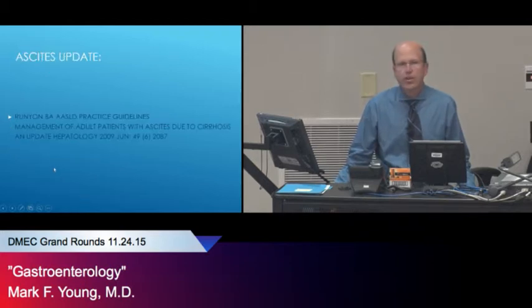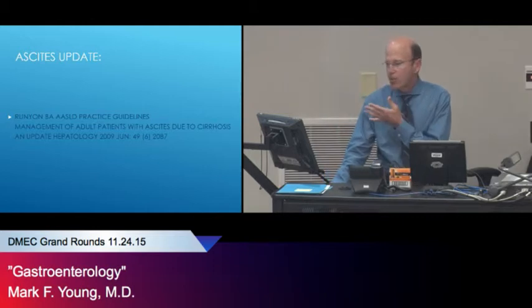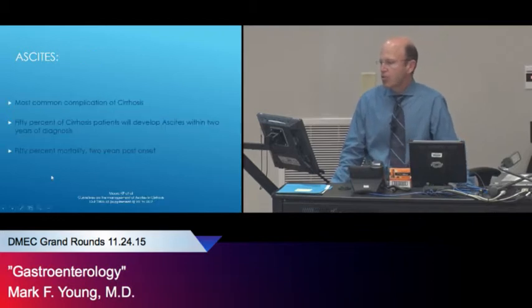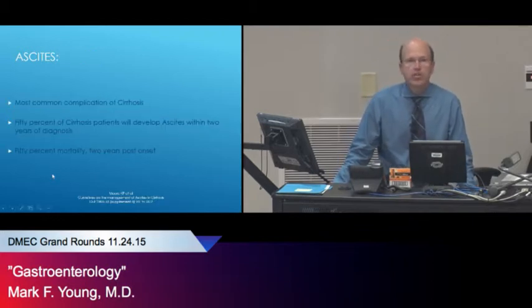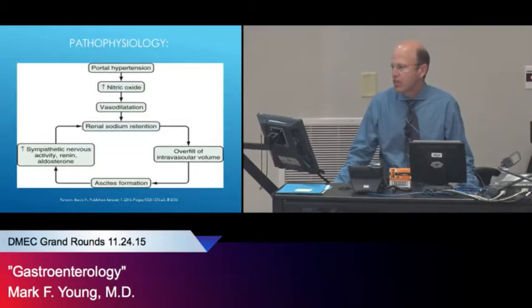Now, I don't like going over guidelines because they're kind of boring to go over, but if you want to look at guidelines for ascites, you could go back to this article in 2009 by Dr. Runyon. And these are probably going to be updated pretty soon. It's the most common complication of cirrhosis. I think you ought to know this number: 50% of cirrhotic patients will develop ascites within 2 years of diagnosis. Once you develop ascites, there's a 50% mortality within 2 years. So once you develop ascites, that's a sign of decompensated liver disease.